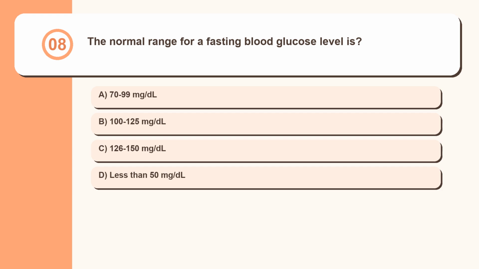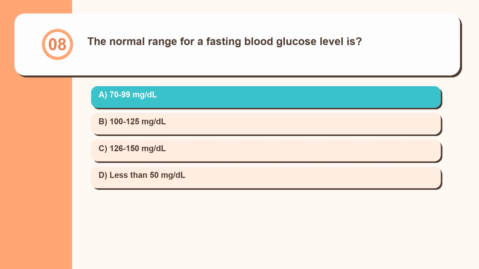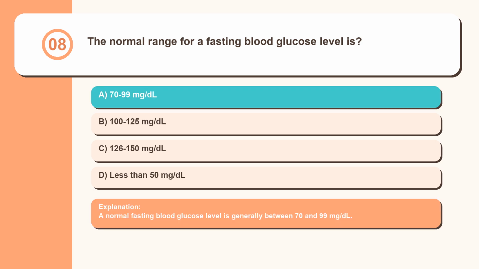Question 8. The normal range for a fasting blood glucose level is 70 to 99 mg/dL, 100 to 125 mg/dL, 126 to 150 mg/dL, less than 50 mg/dL. A normal fasting blood glucose level is generally between 70 and 99 mg/dL.